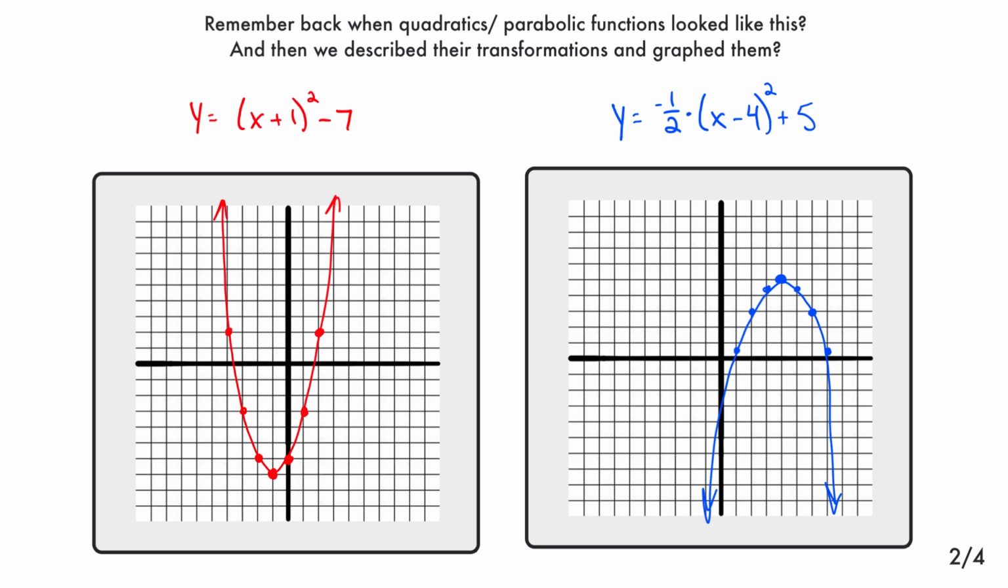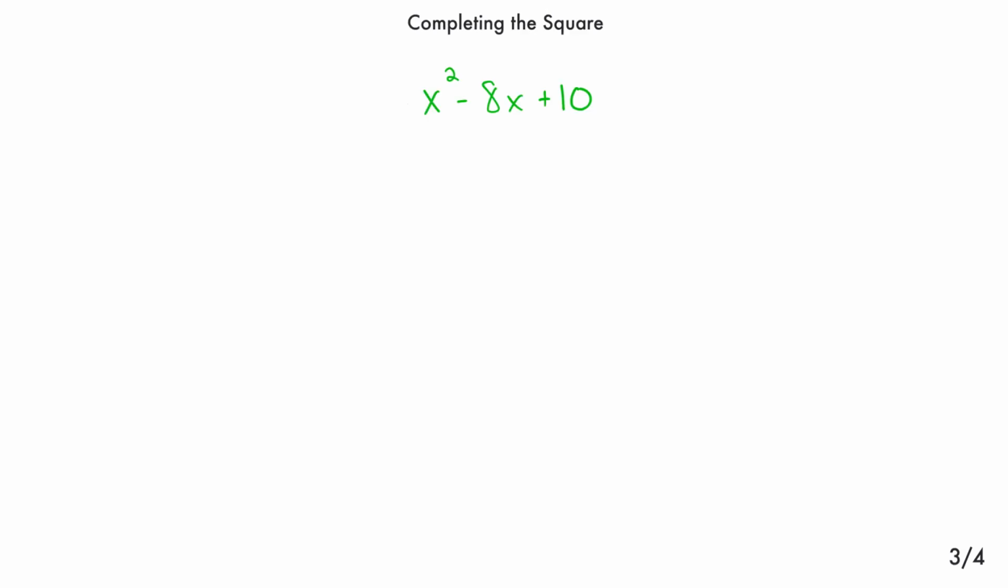The technique is called completing the square. So here I have a generic quadratic function, x squared minus 8x plus 10. And I'm going to complete the square so that I can get that equation into vertex form, like the red and blue functions I had on the previous slide. So how do we do this?